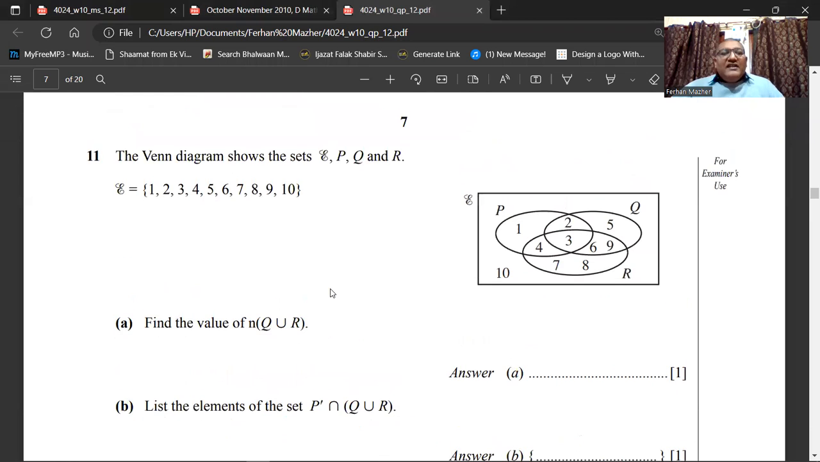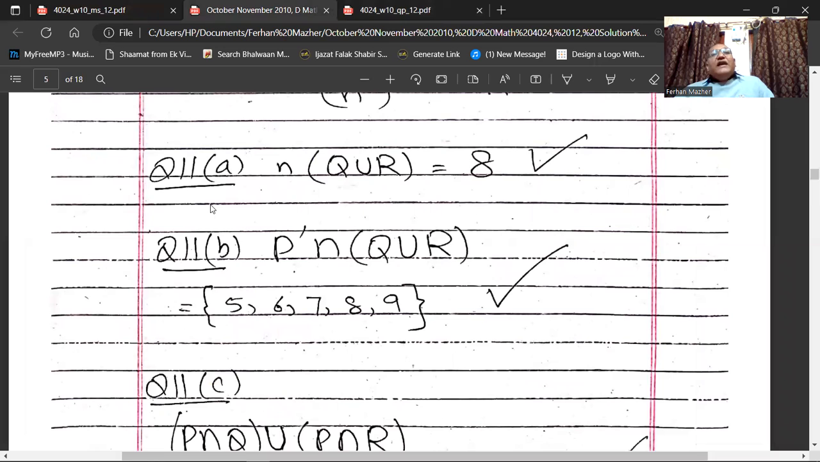Then the B part says, list the elements of the set P complement intersection Q union R. So P complement means that you will go outside the P, and outside the P you will take the common part with the Q union R. So outside the P, the members common with the Q union R will be 5, 6, 9, 8, and 7, I think. 5, 6, 7, 8, and 9.